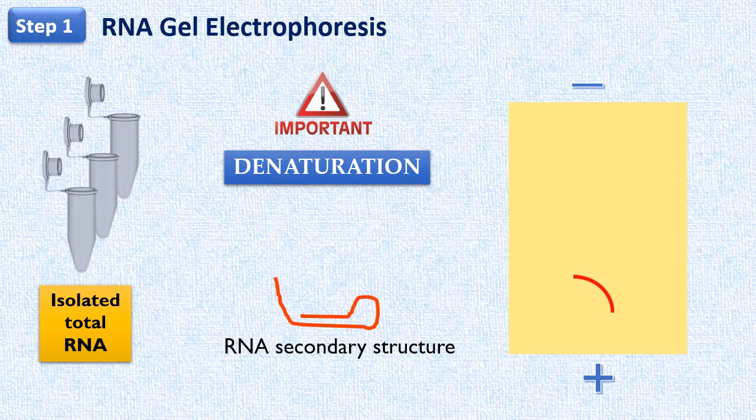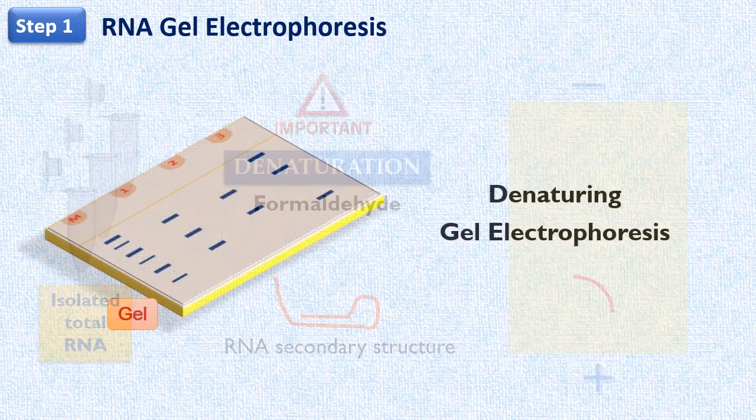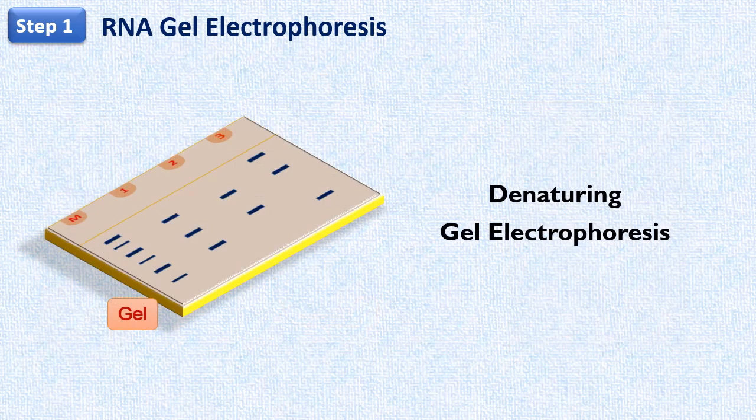So, if we want to separate them on the basis of their molecular weights, we need to bring them into the linear shape. Otherwise, the secondary structures of RNA molecules will affect their electrophoretic mobility during gel electrophoresis. So, to denature RNA, formaldehyde is used as a denaturing agent. Thus, denaturing gel electrophoresis is used in this step.